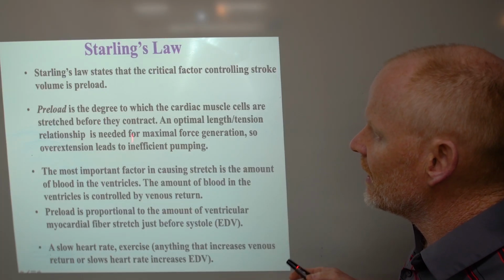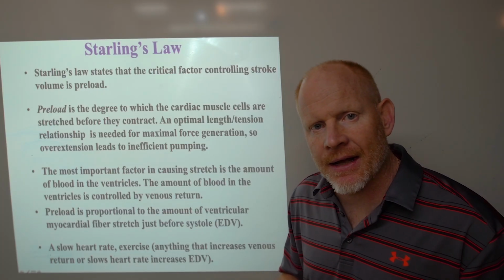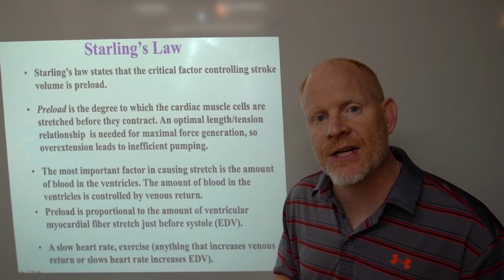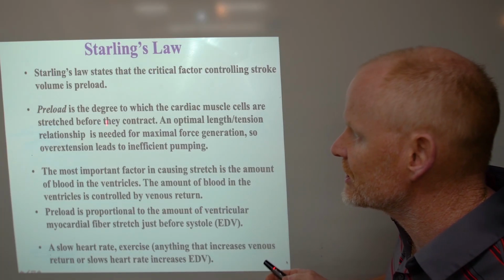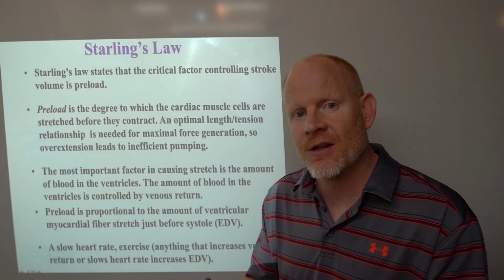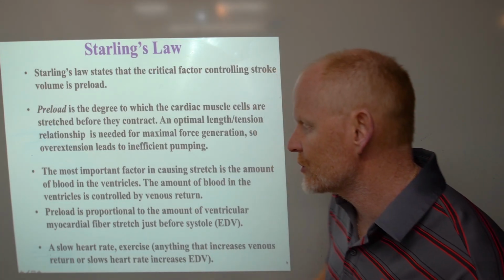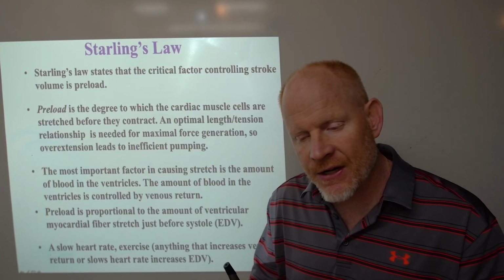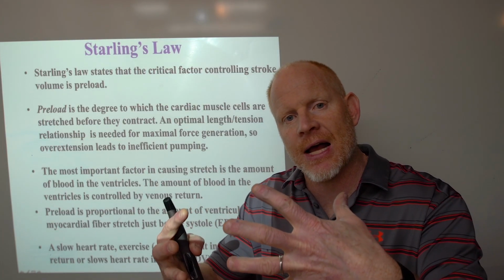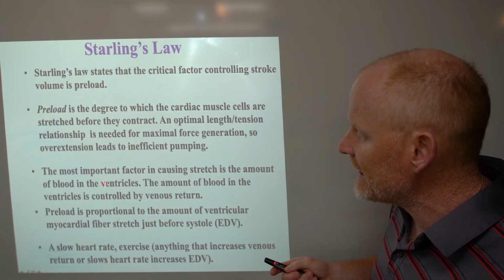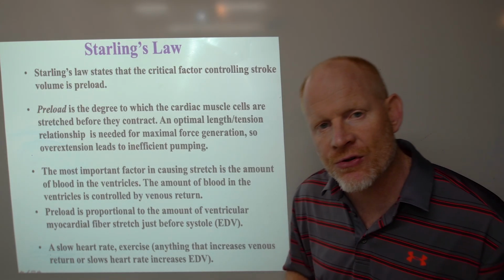So Starling's law is what we've been talking about. Starling stated that preload can increase contractile force. Preload is how much stretch there is in the ventricles. The more blood that's returned to the heart, the more stretch you get, the harder the ventricles contract. That's called preload. So preload fills the ventricles and stretches the muscle to optimal length, and you get great contraction force from that. There are many factors that can increase stretch.